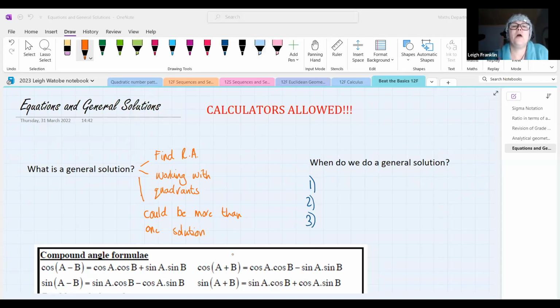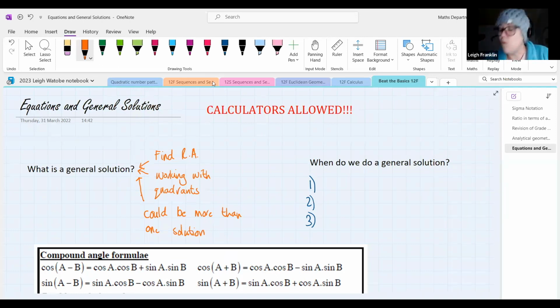Okay, Amahle, you haven't missed anything. We are busy discussing what a general solution is. Today we're talking about equations and general solutions. So we are busy discussing what is a general solution. When we see a question in our general trig and they tell us to find a general solution, what are they actually asking us to do?